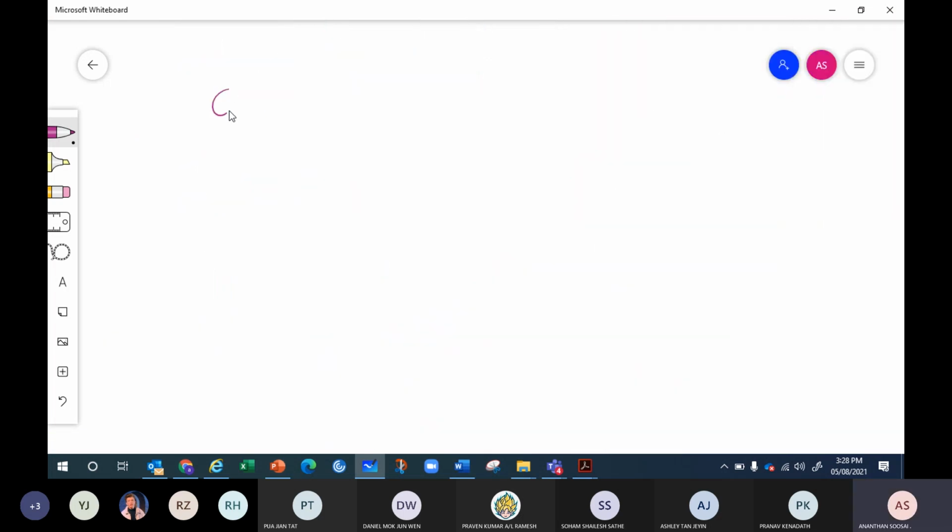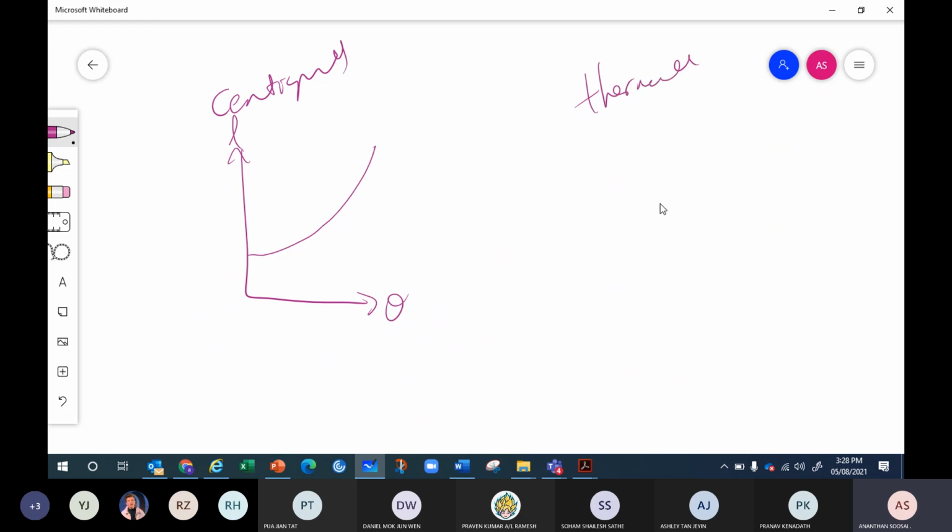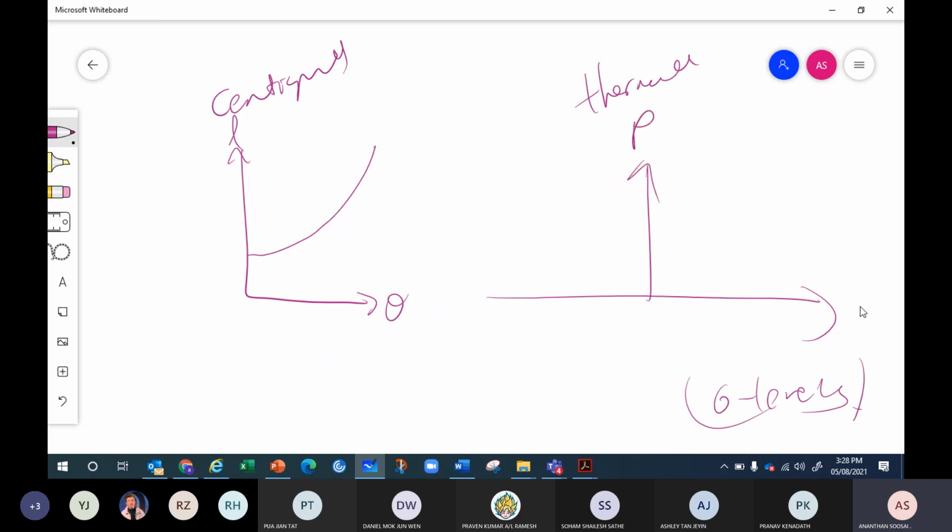Just now for the centigrade scale, we found that the thermometric property L against theta might be a curve. But for the thermodynamic scale, we did this experiment in O levels. You discussed the experiment in O levels, right? Pressure versus temperature for a gas. The gas must actually be an ideal gas. When the temperature rises, how does the pressure change? You have come across this graph, right?